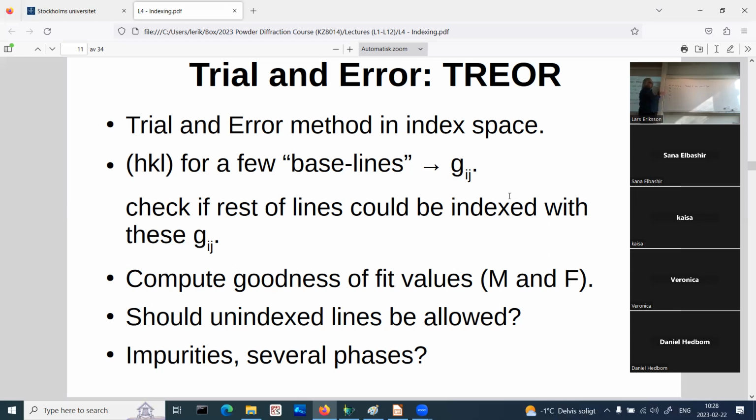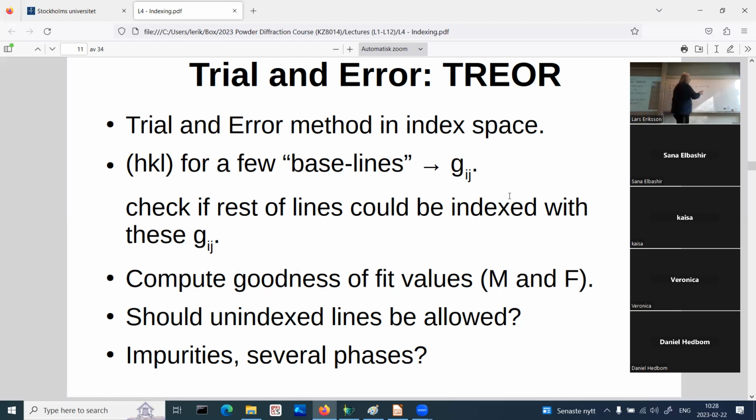So maybe we made the wrong choice of baselines. Maybe this one is linearly dependent. Maybe we should select another one. There are a lot of different procedures for how to vary the selection of baselines and also how to vary the indices. If you do it completely general and completely exhaustive, it will after a while take a lot of time.